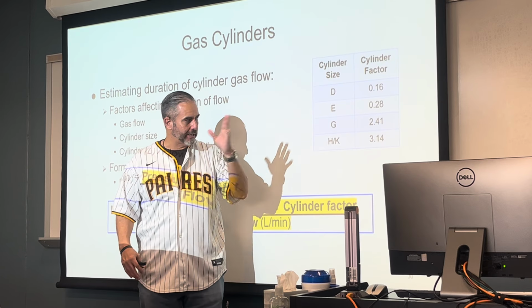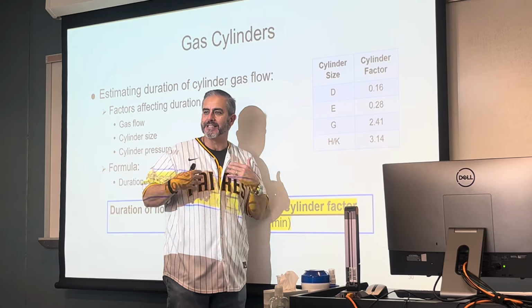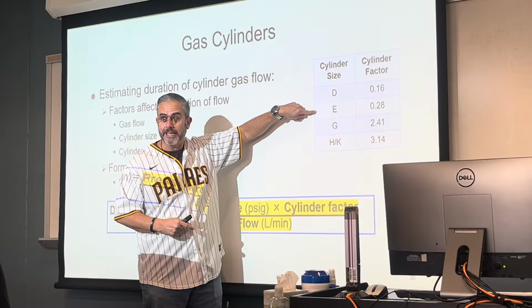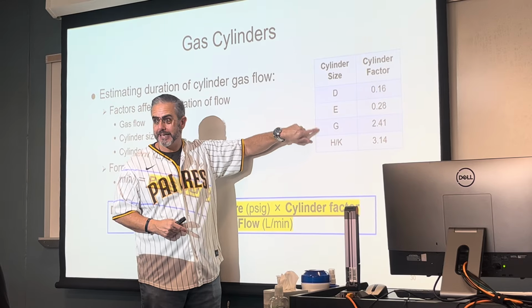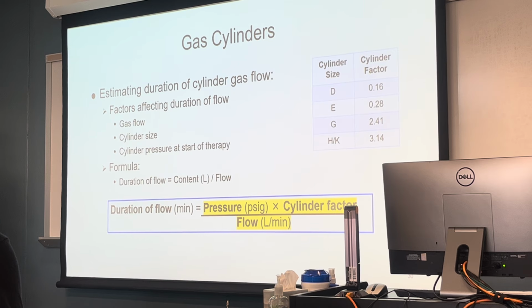Now let me point out, I gave you a few to look at here. It looks better when I give you a lot more, but the only ones I'm going to test you on are the E and the H. Those are the 2 you need to know. I could have given you that whole list of the different tanks, and each one has its own cylinder factor. But the ones I want you to know are the E, 0.28, and the H, 3.14. Thank God it's the same ones that Desmond gave us. That's right. Wonder why.